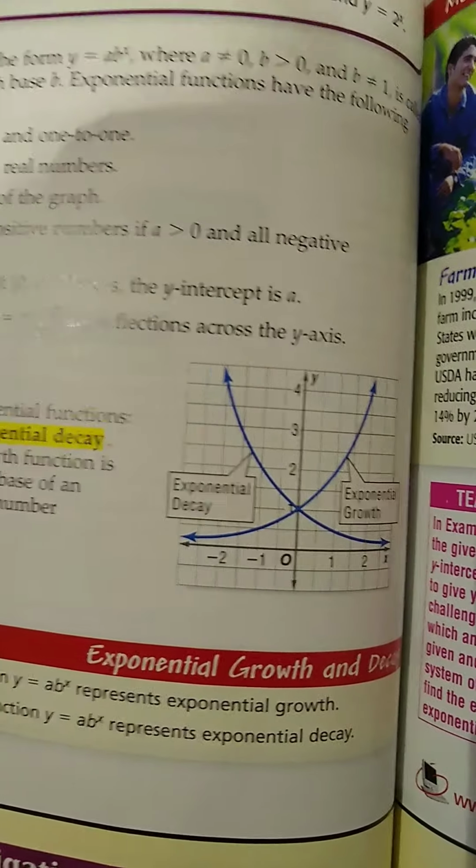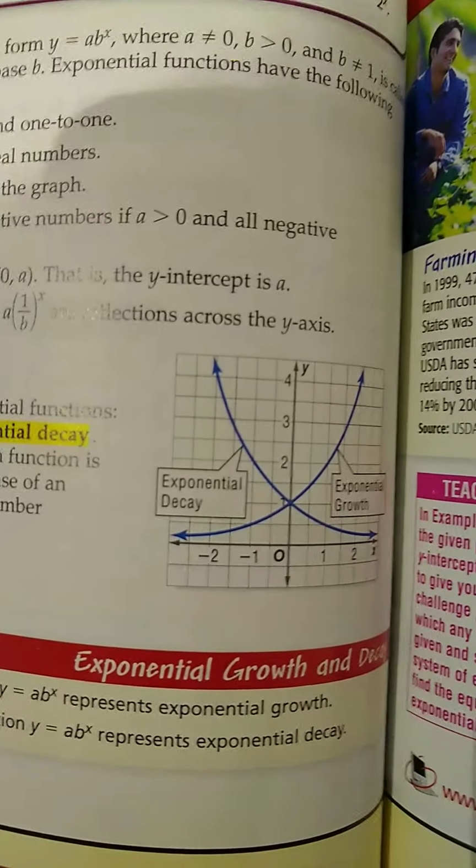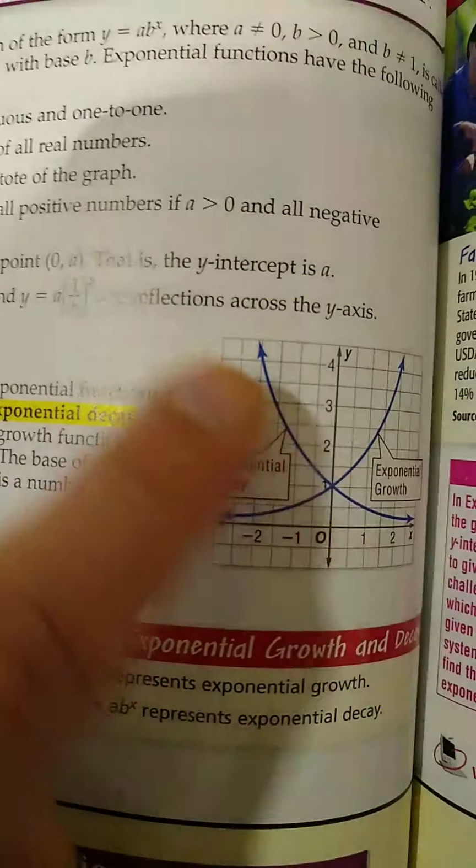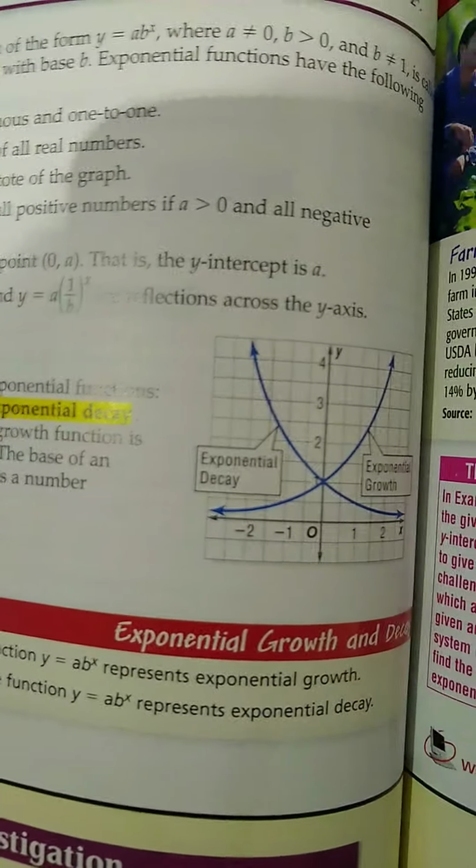That's just the difference between growth and decay. Looking in the book, you can see an easy chart that shows you. This graph here shows you where exponential growth versus exponential decay, going down like that.